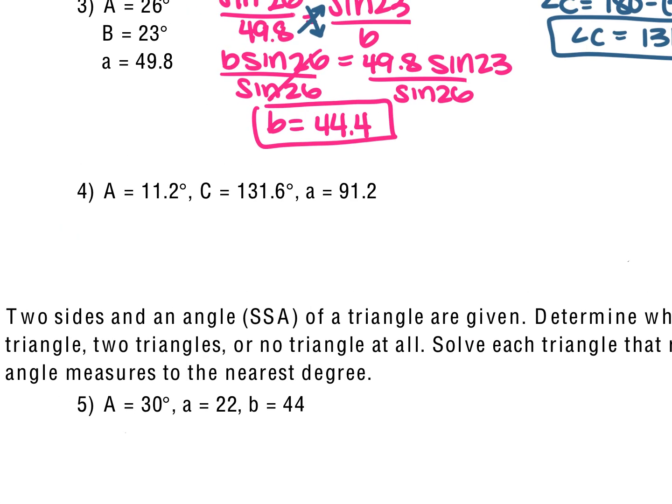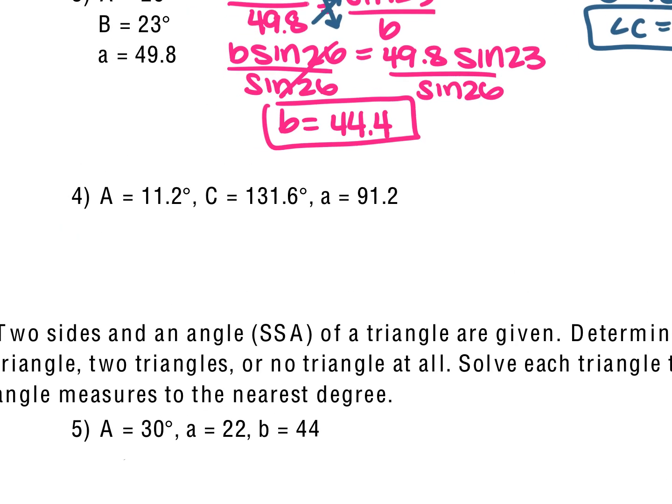For our next one, we're given that angle A is 11.2, angle C is 131.6, and side A is 91.2. So we're first going to use law of sines with angle A, side A, and angle C to find side C. You could also find angle B first, it doesn't matter. We don't have that much room here, so let's do that first. So let's find angle B first. So we're going to do 180 minus the sum of 11.2 and 131.6.